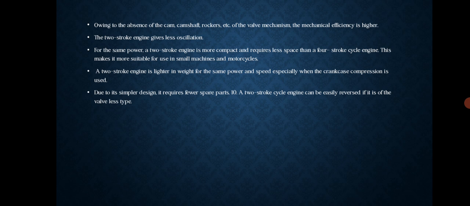For the same power, a two-stroke engine is more compact and requires less space than a four-stroke cycle engine. This makes it more suitable for use in small machines and motorcycles. A two-stroke engine is lighter in weight for the same power and speed, especially when crankcase compression is used. Due to its simpler design, it requires fewer spare parts. A two-stroke cycle engine can be easily reversed if it is of the valveless type.